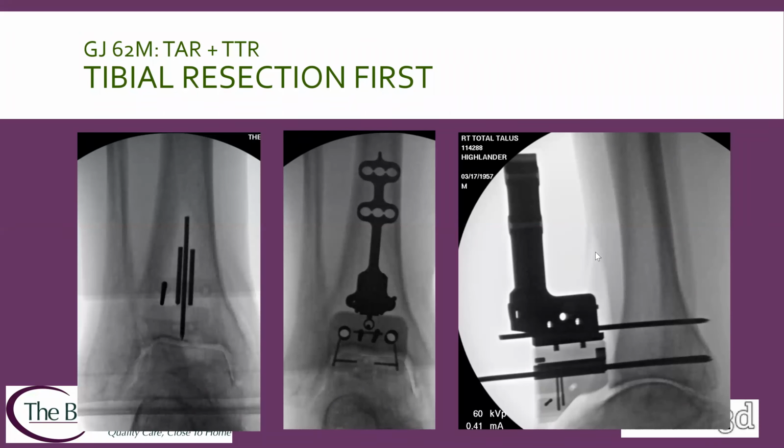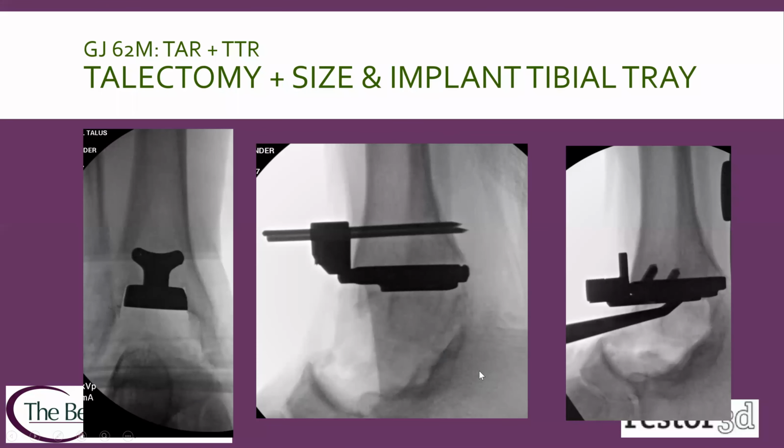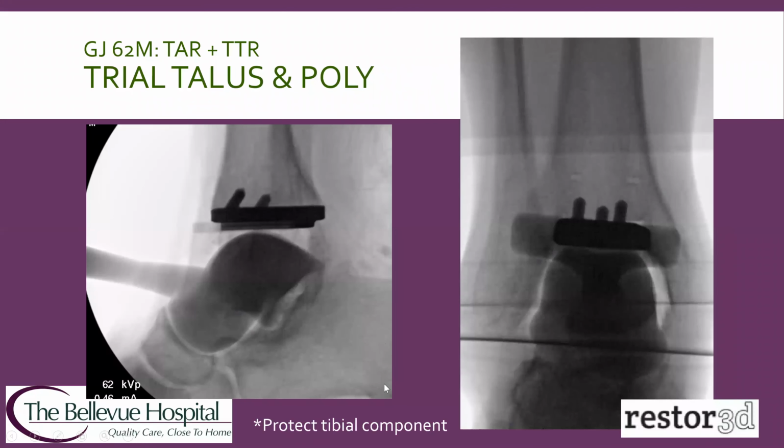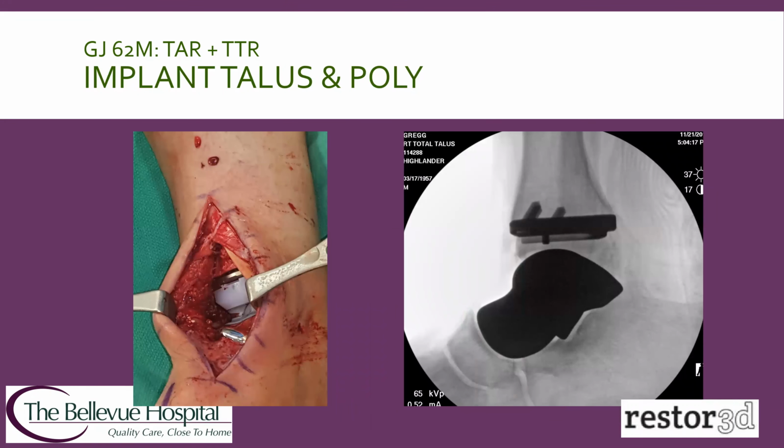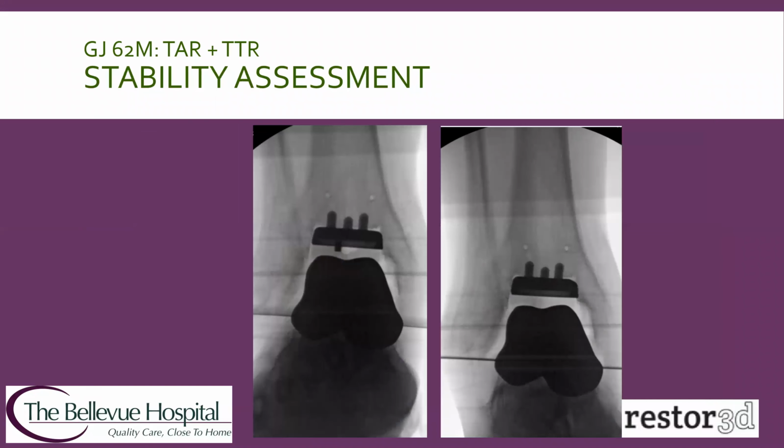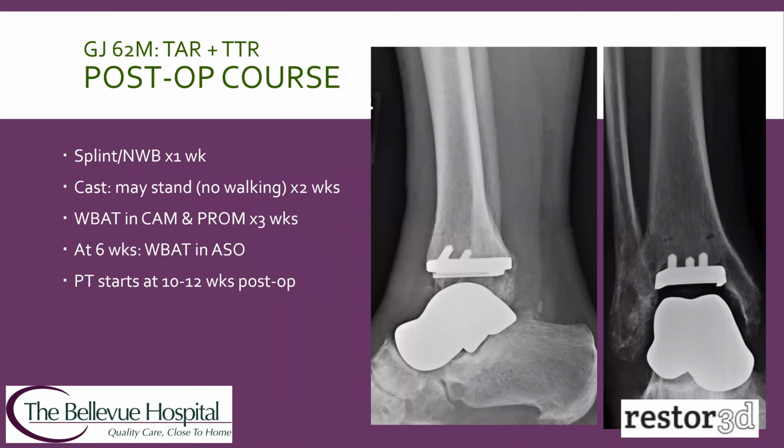Because we used the 3D printed custom cutting guide, you can see us doing our tibial cut, then we take out the talus and our tibial resection, and then it's sizing the tibia and sizing our talus and poly. Of course, testing range of motion and stability and closing this up. Once we got the talus back out to length, he did need a gastroc recession, but he did not need a formal lateral ankle stabilization. So we ended up not needing that one design feature, but it was nice to have.